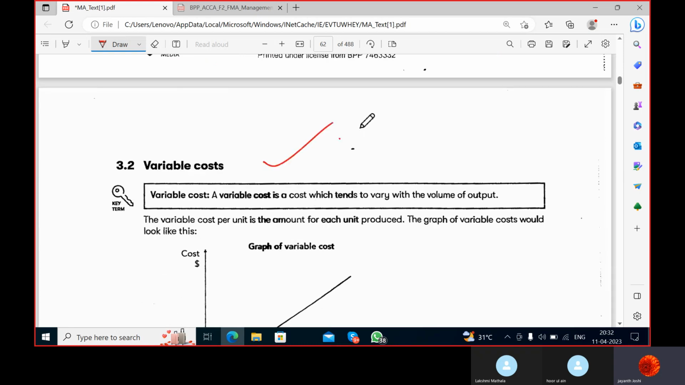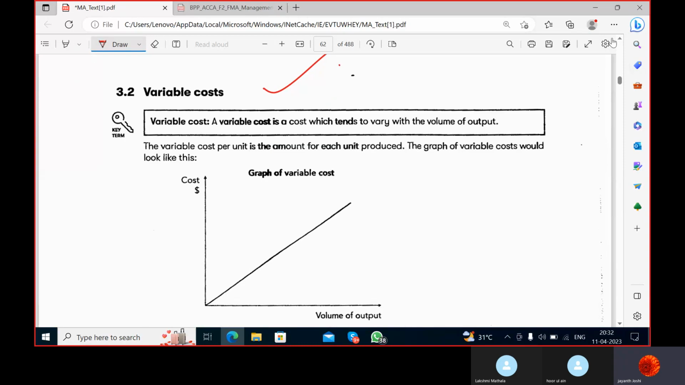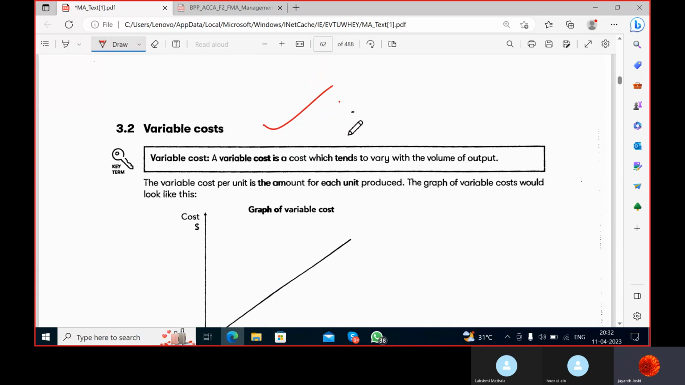Variable cost. With every extra unit of production you are producing, your variable cost will increase. For example, one unit is produced by one of my laborers and I pay $10 for producing 1 unit. Now he produced a second unit, I'll pay 20. He produced 10 units today, I'll pay $100. So this is variable cost. It will vary with the volume or level of activity.